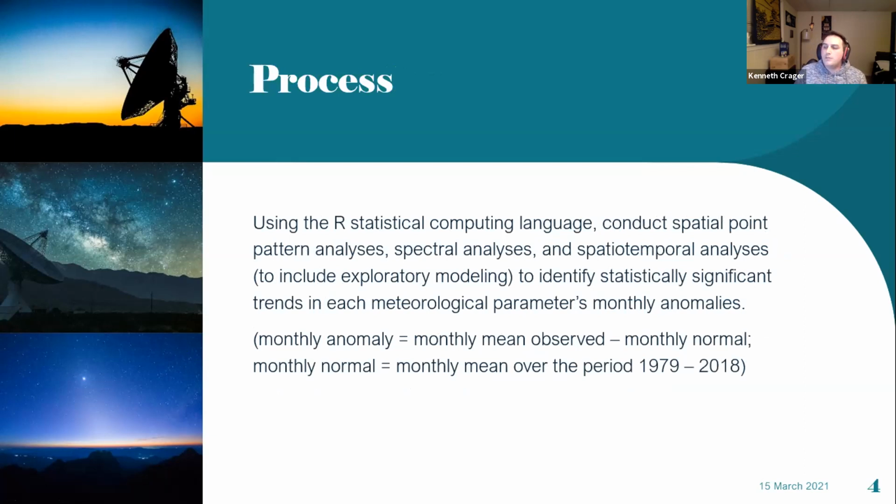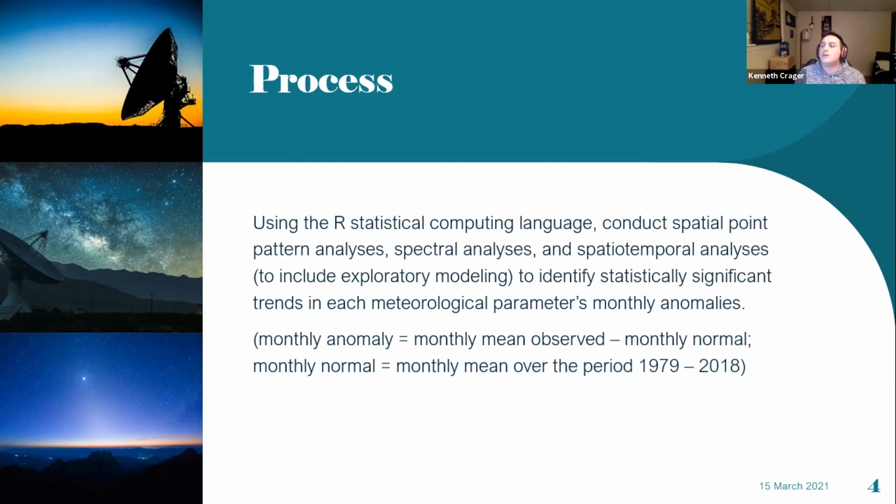So I am using strictly the R statistical computing language. In prior classes and prior coursework, ArcGIS and these massive NetCDF files of environmental data do not get along. But I found that R usually handles environmental data pretty well.